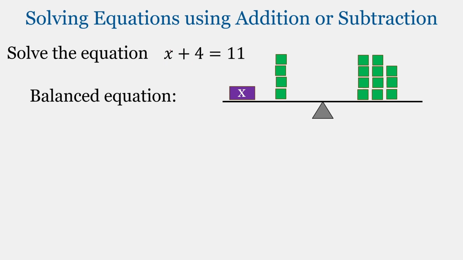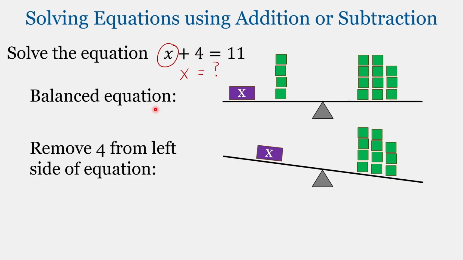When we solve an equation, our goal is to get the variable all by itself. So you have the variable on one side, x, equal to something. This is what we are looking for. We want the x on one side, everything else on the other side of the equal sign. To do this, we have to get rid of this 4. So we're going to remove 4 from the left side of the equation.